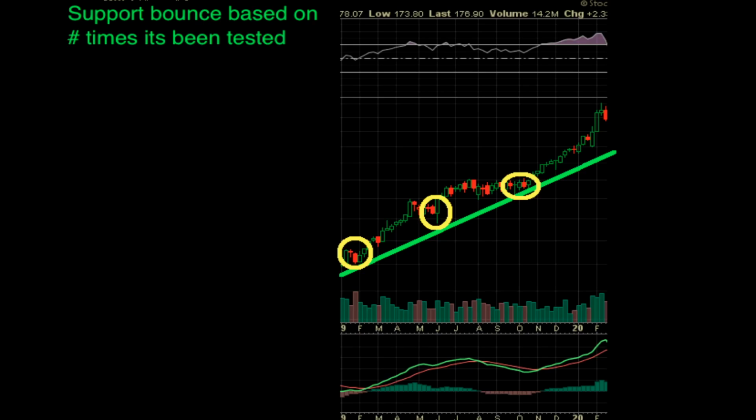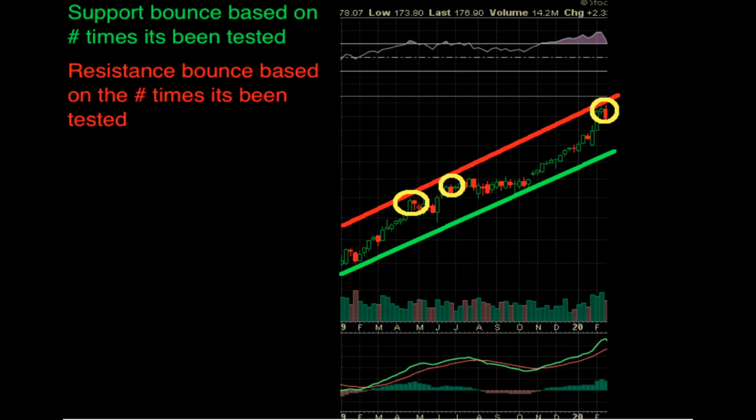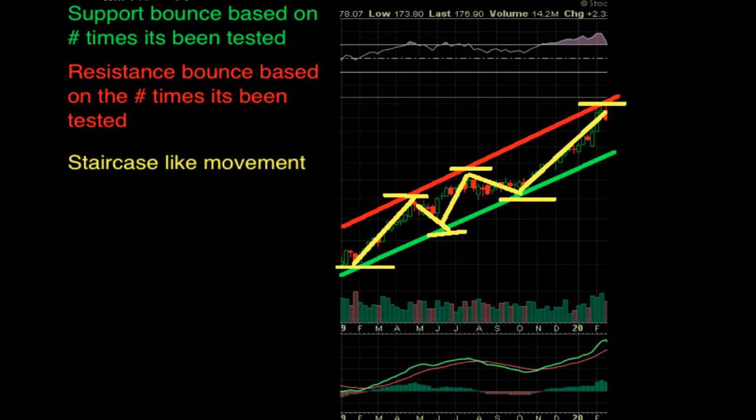Notice how it sits nicely on this trend line. Over here would be a level of resistance because of the many times it's been tested. Once again, you could have started an entry at support and then sold at resistance. Notice how this setup gives off a staircase-like appearance.